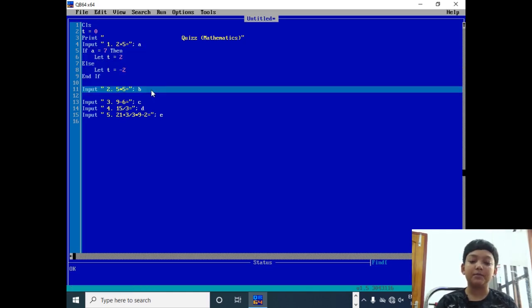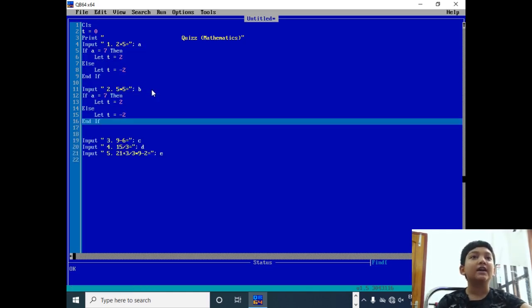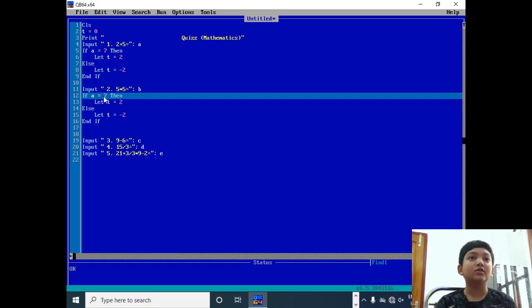and then I will be pasting the same thing, but what do we have to write? We have to change this A to B, and 7 to how much? 5 fives are 25, and let T is equals to 2 if this happens, or else if anything is wrong, then let T equals to minus 2, then end if.